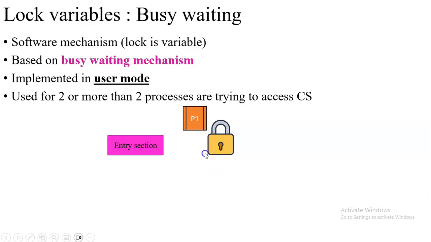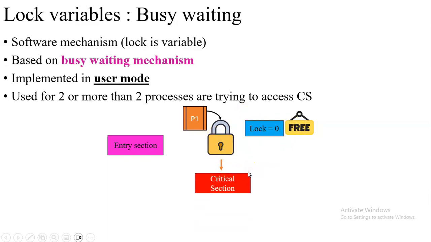So first it will check what is the value of lock. Lock can have either 0 or 1. If it has 0, it means that the critical section is free, and process 1 can easily enter and use the critical section. So here the lock is 0, which means the critical section is free. Now process 1 can enter into the critical section. Right? So see, process 1 is now in the critical section.